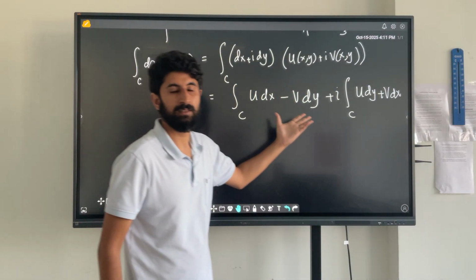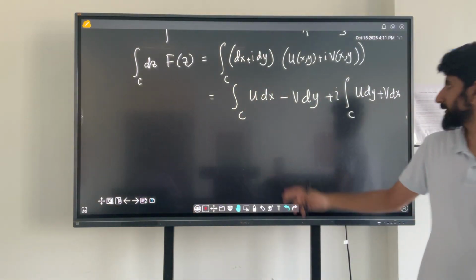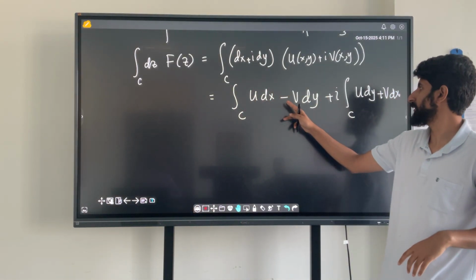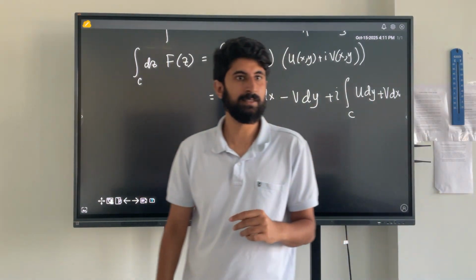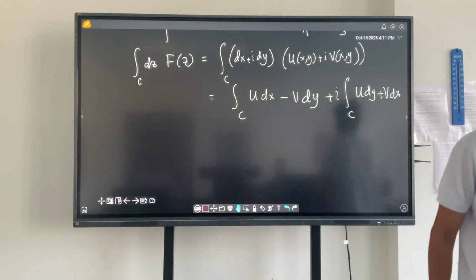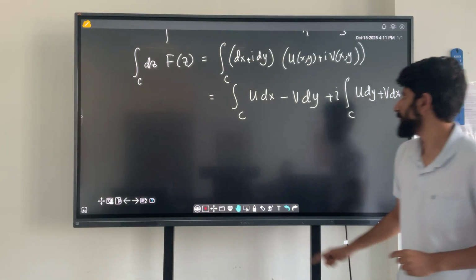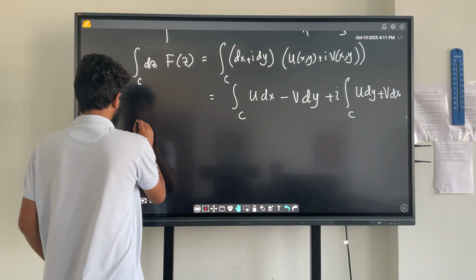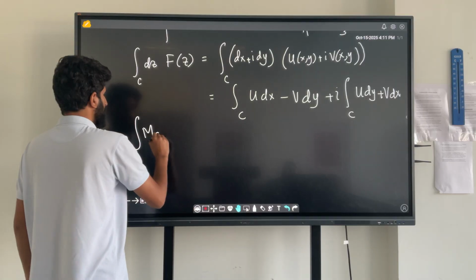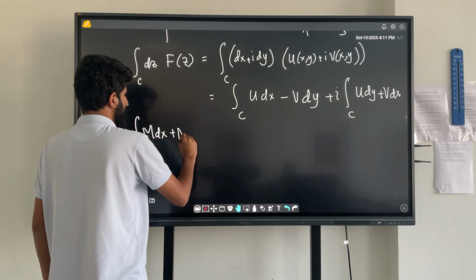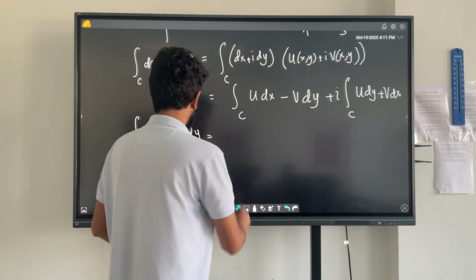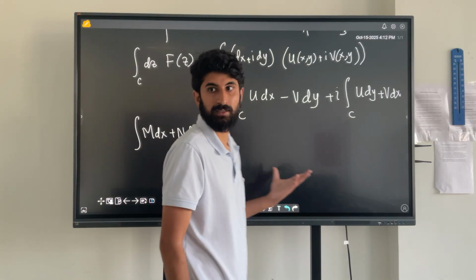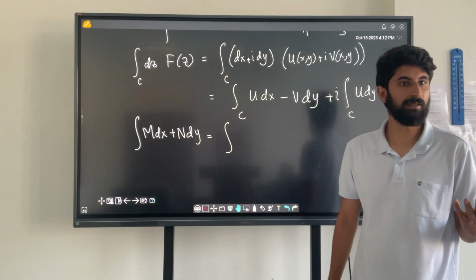Have you ever seen this? Integral something dx minus some other thing times dy. Exactly, it's Green's theorem, right? So what is Green's theorem? If you have an integral like this, integral m dx and dy, what is this equal to? It's an integral over what?